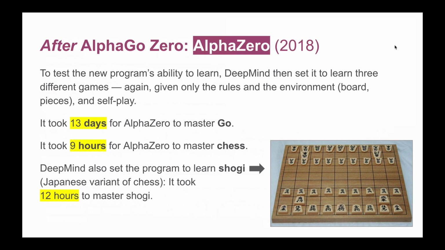13 days. Compare that to how long it took AlphaZero to master chess. It took 9 hours of running the reinforcement learning algorithm for AlphaZero to become a chess master. DeepMind also set AlphaZero to learn how to play shogi, which is a Japanese variant of chess. It's harder than chess, it's more complicated than European chess, but it took 12 hours. Not days. The only thing that took days was Go. But this same program, starting from zero, was able to become expert at 3 completely different board games.